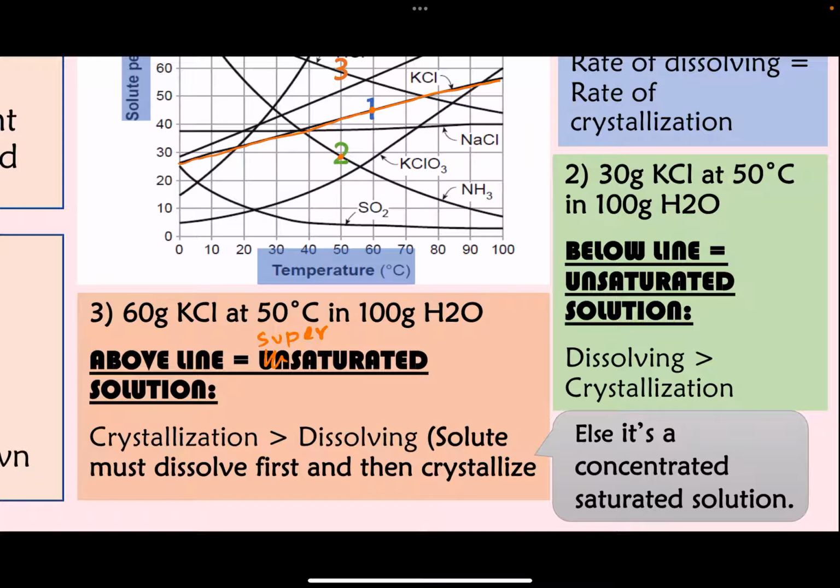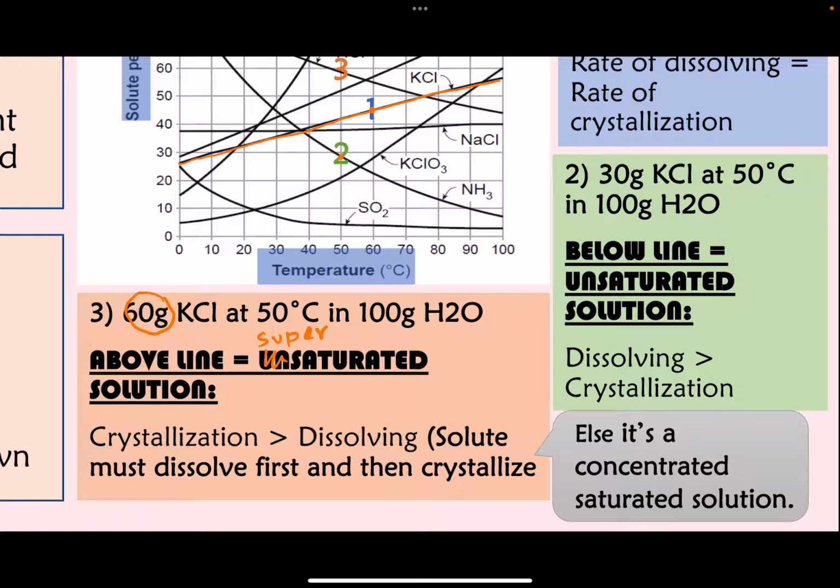So as I mentioned earlier, in order for us to say that this is a supersaturated solution, whether you're given this in a question or a passage or whatever, it should specify somewhere that all of that solute that we are adding, all of the 60 grams that we added to this solution, was once completely dissolved.